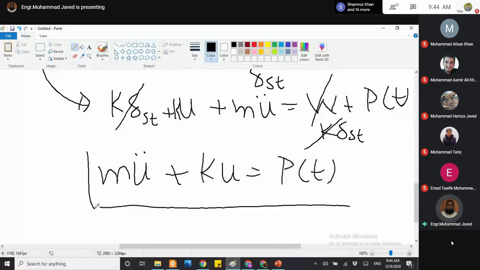Now you can see that weight is eliminated in this equation. The gravity load which was acting before the dynamic load is no more present here. So we can conclude from this equation that the equation of motion of systems is unaffected by gravity load.